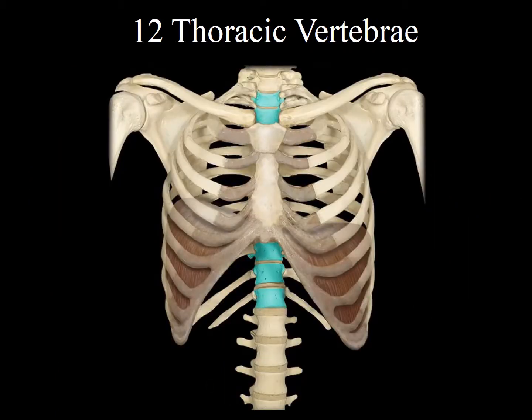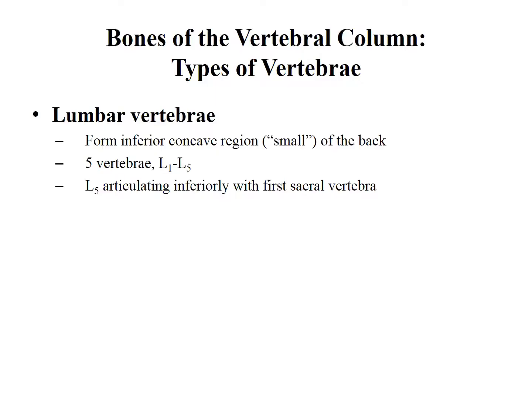This is just an A to P view showing you the thoracic cage. Now part of the thoracic cage, or the thoracic spine I should say, is being covered up by this structure here, which we will talk about in a few slides down the road, and we'll learn that this is called the sternum.